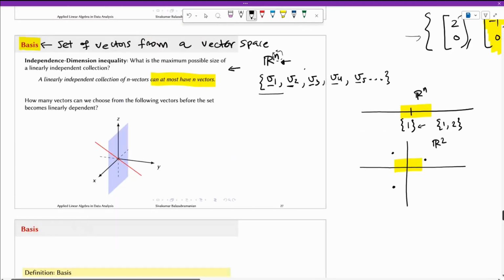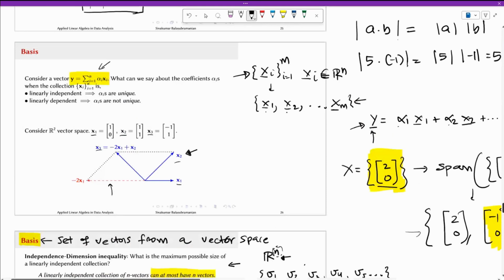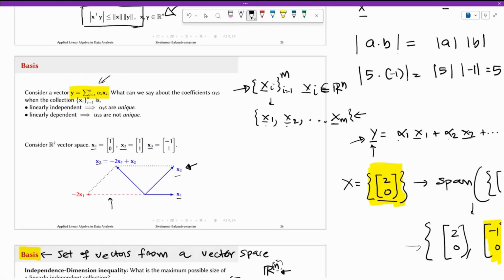And we also discussed earlier this. If you have a set of vectors, and you represent a new vector y as a linear combination of the elements from that set, the values of alpha that determine y are unique when the original set you started with was linearly independent, and not unique when it was dependent. If you had a linearly dependent set, there are infinite ways in which I can produce an element from the span of that set. If it's linearly independent, then there is only one way in which I can produce an element from the span of that set.